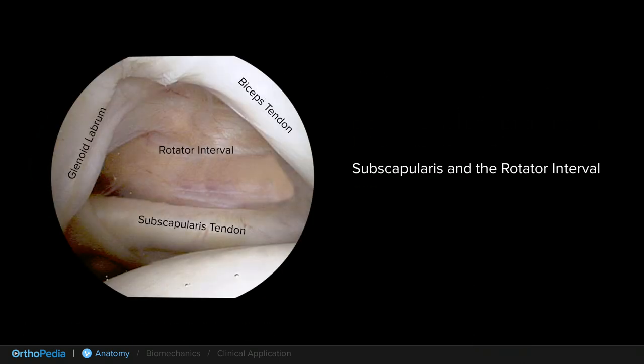Here you can see an intra-articular image of a right shoulder viewed through a standard posterior portal. The rolled tendon of the subscapularis can be identified going right to left across the image.